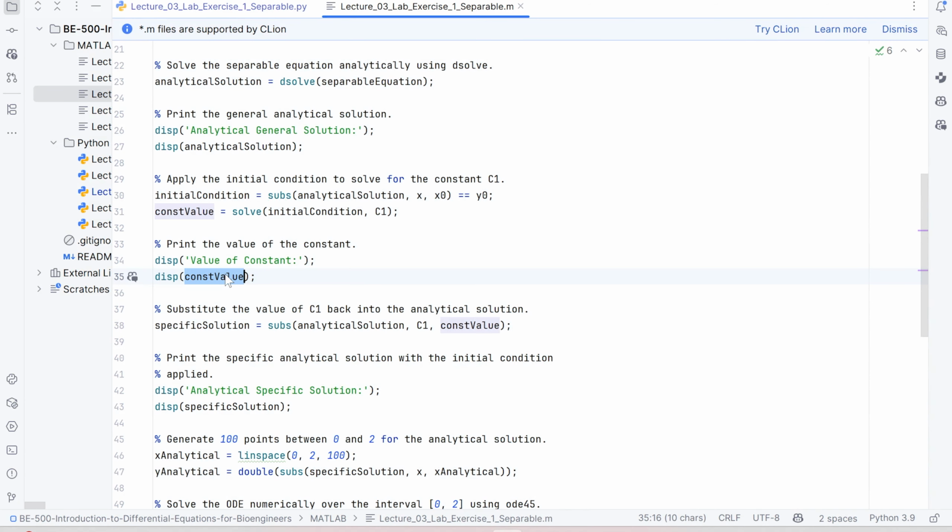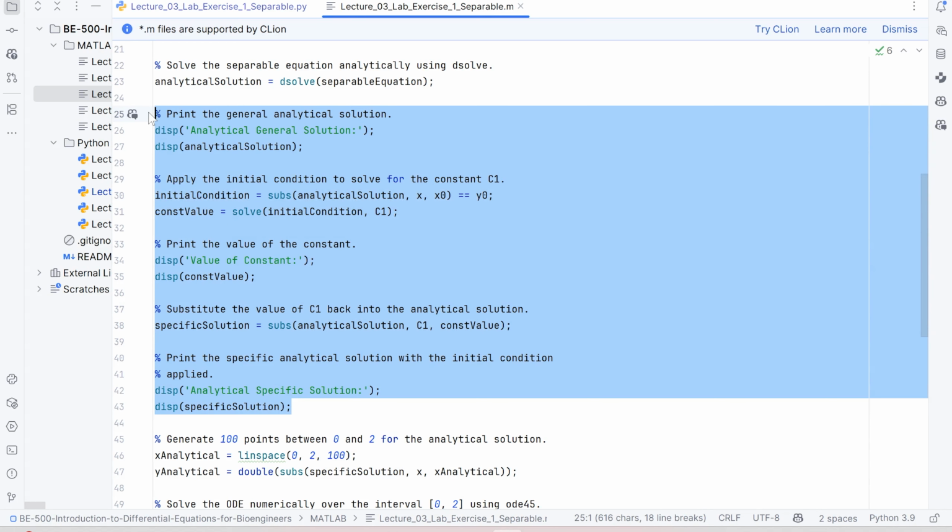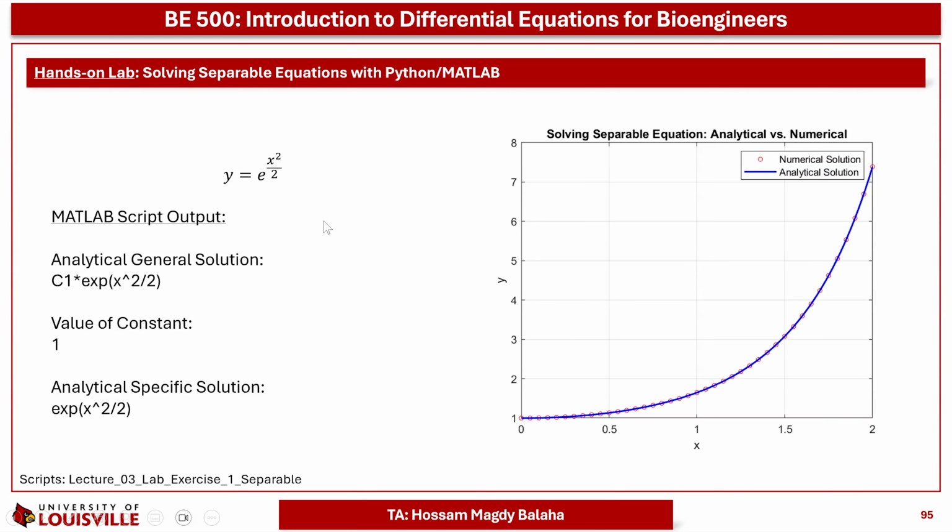By substituting the constant value to replace C1, we now have a specific solution. Now we have the general equation or solution. We have a constant. We have a specific solution. You can compare your results again. C multiplied by the exponential of x raised to the power of 2 divided by 2. And here is the specific solution when C1 equals 1.